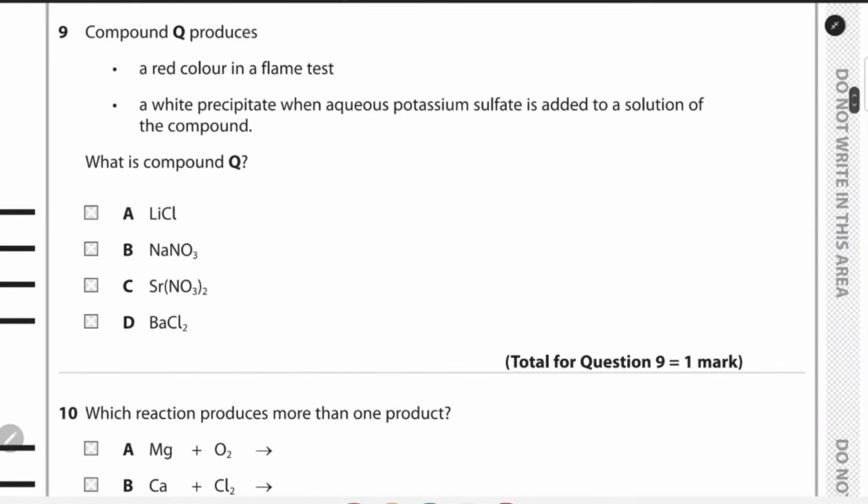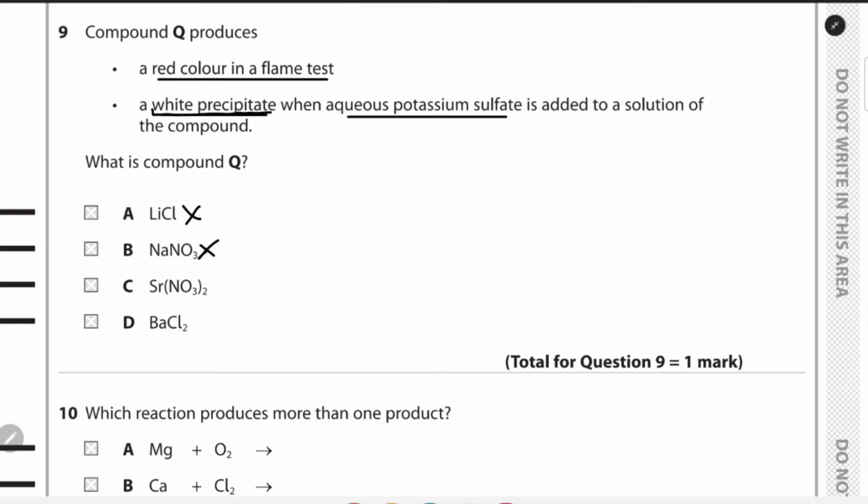Now on to question 9. We are told that compound Q produces a red color in a flame test and a white precipitate when aqueous potassium sulfate is added to a solution. Since it produces a precipitate when potassium sulfate is added, this cannot be a group 1 element, since all group 1 sulfates are soluble. So lithium is out of the question, so is sodium.